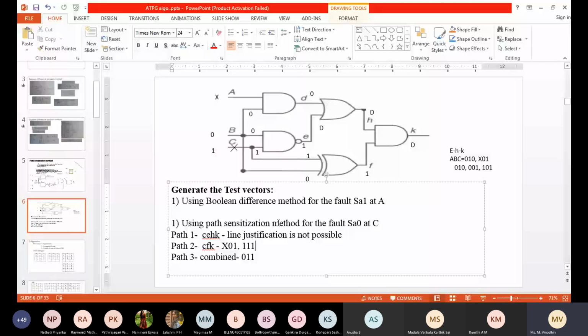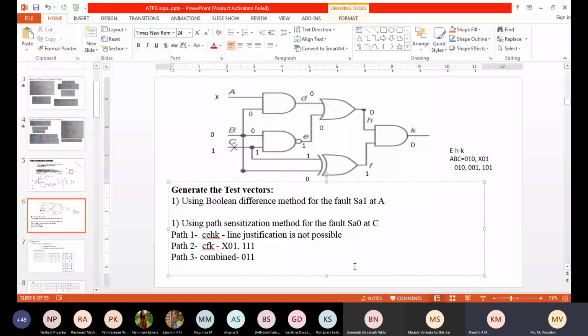Combined, I got 011, ma'am. That first part I got wrong, I have to recheck again. Okay, the second path: you are also getting X01111 for the second path. Yes, ma'am.